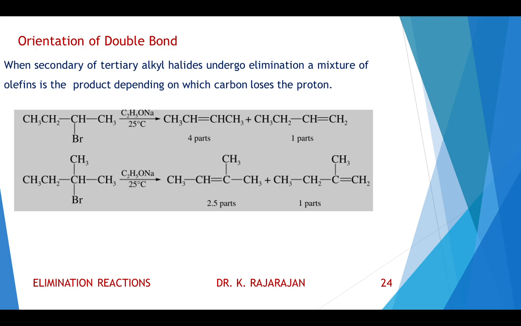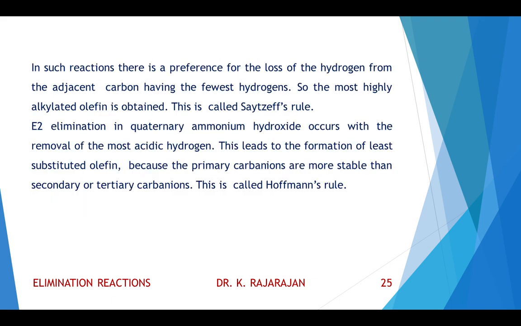Now let's talk about the orientation of the double bond. When secondary or tertiary alkyl halides undergo elimination, a mixture of olefins is the product, depending on which carbon loses the proton. In such reactions, there is a preference for the loss of hydrogen from the adjacent carbon having the fewest hydrogens. So the most highly alkylated olefin is obtained. This is what is called the Zaitsev rule.